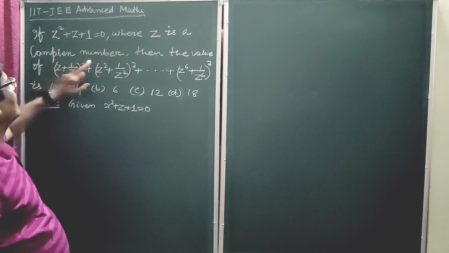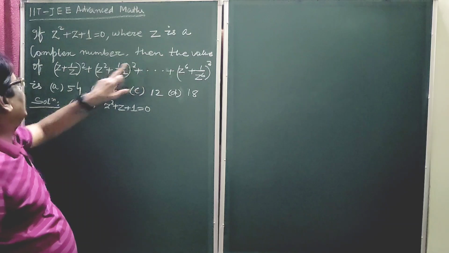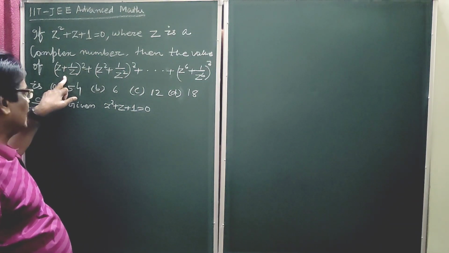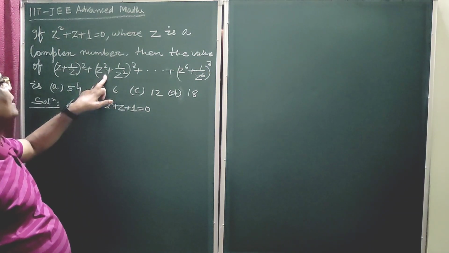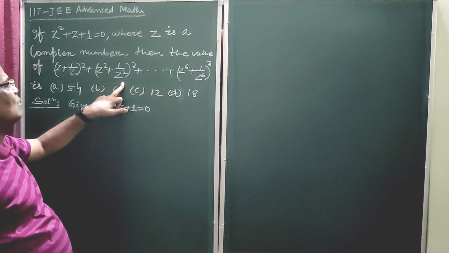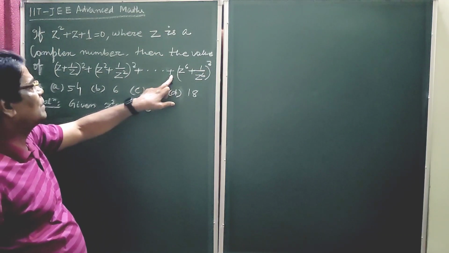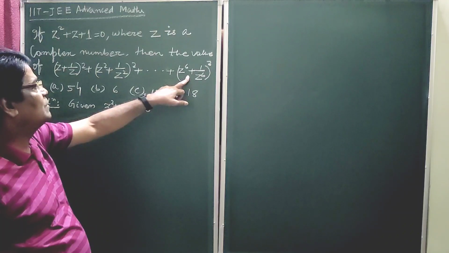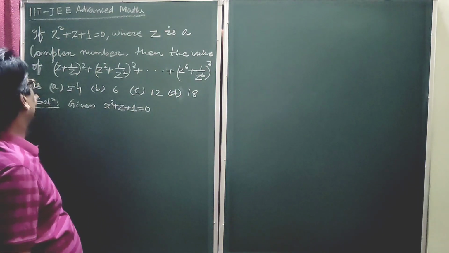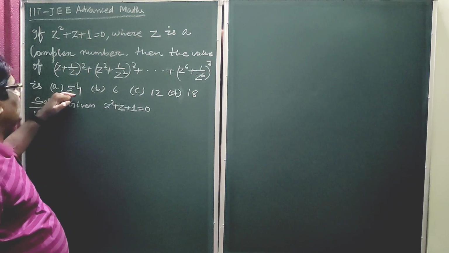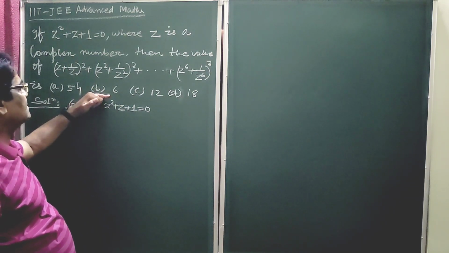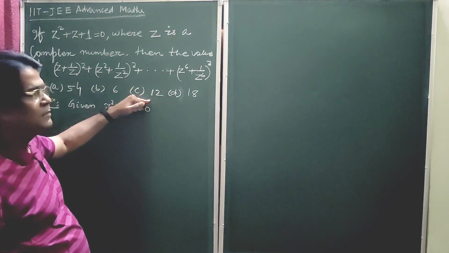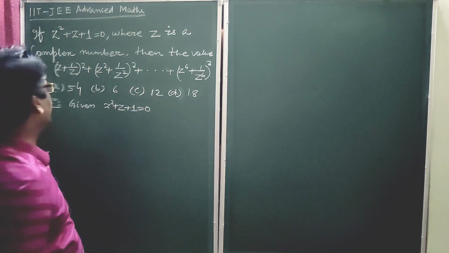Where z is a complex number, then the value of (z plus 1 by z) whole square plus (z square plus 1 by z square) whole square plus ... plus (z to the power 6 plus 1 by z to the power 6) whole square is: option A 54, option B 6, option C 12, option D 18. We have to find the correct answer.